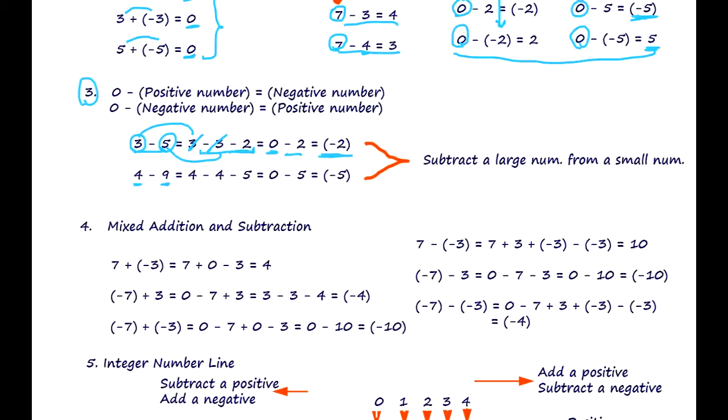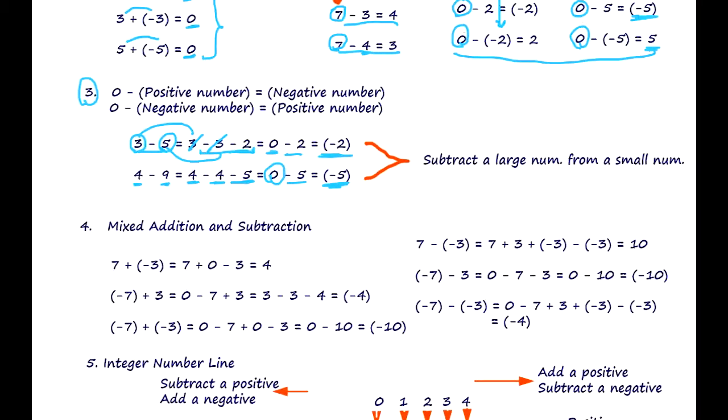How about 4 minus 9? We subtract 9 in two stages. We subtract the 4 first, and then we subtract the 5. So 4 minus 4 is 0, right? Then we still need to subtract the 5. 0 minus 5 is easy, right? Negative 5.